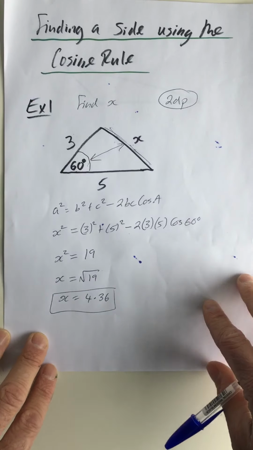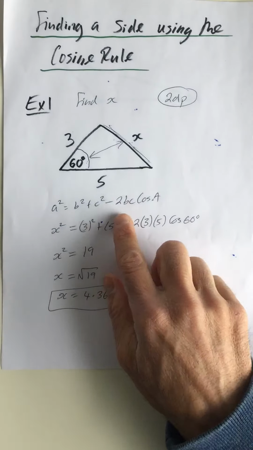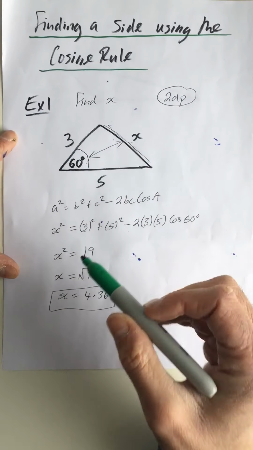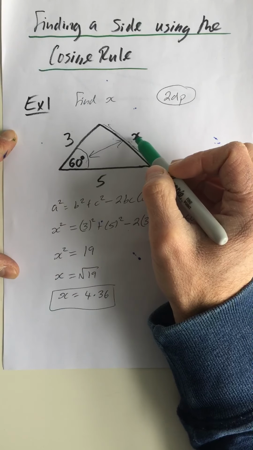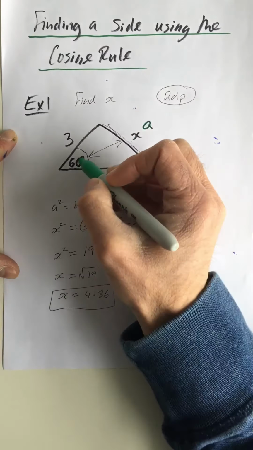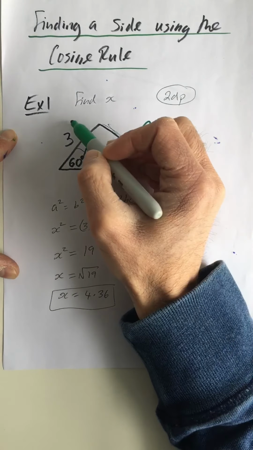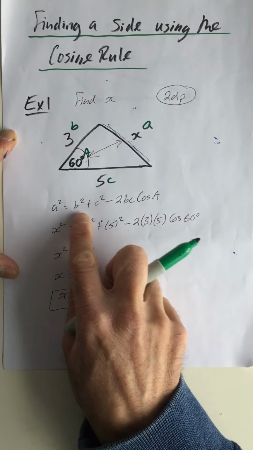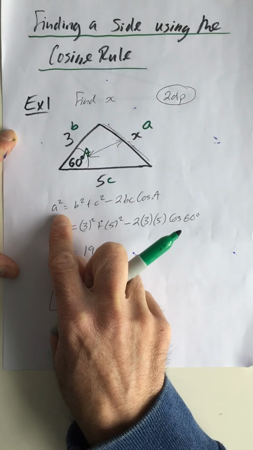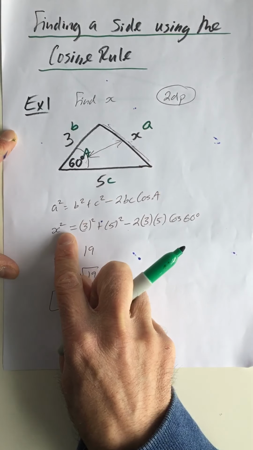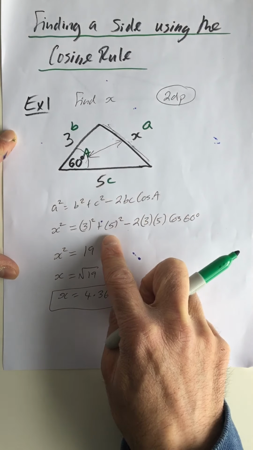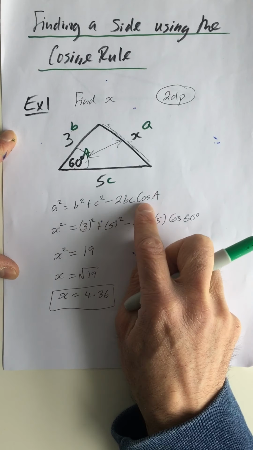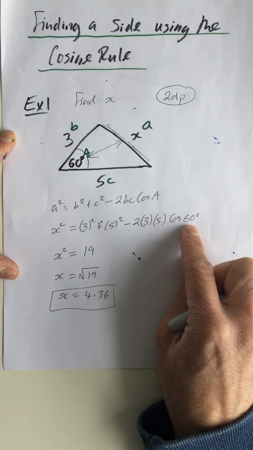Okay. Just one last thing, if you don't like my approach, if you want to use a, b and c, what we tend to do is relabel your triangle. The side you're looking for, call it a, and then this would be capital A, and then this would be b, and this would be c, and then just sub in. So notice, instead of a squared, I'll have x squared. Instead of b squared, I'll have 3 squared. Instead of c squared, I'll have 5 squared. Then you've minus 2bc, so 2 times 3 times 5 cos A.